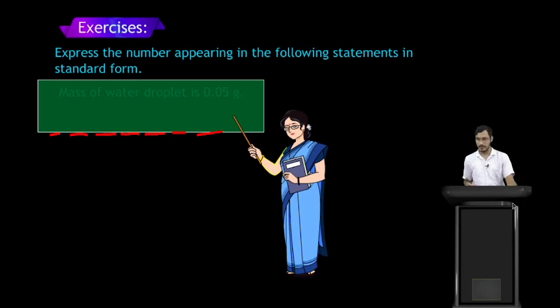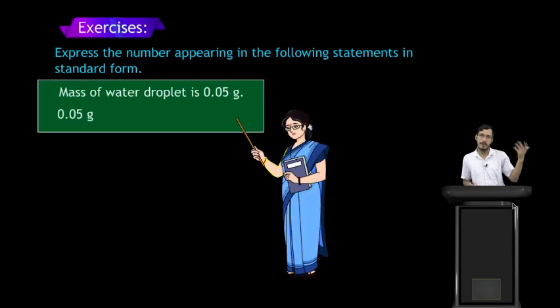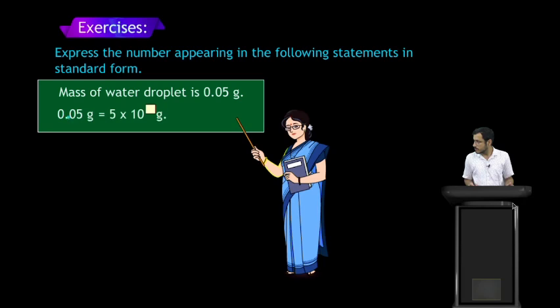Now the thickness of pencil lead is 0.007 meter, students. Here you can see the decimal moves from left to right. How many places? Here 3 places, 1, 2 and 3. So 7 into 10 to the power minus 3. Remember always, when the decimal moves from left to right, the power will be negative, and from right to left, the power will be positive. Here the decimal moves left to right, and how many places? 2 places. So 5 into 10 to the power minus 2 will be the right answer here.